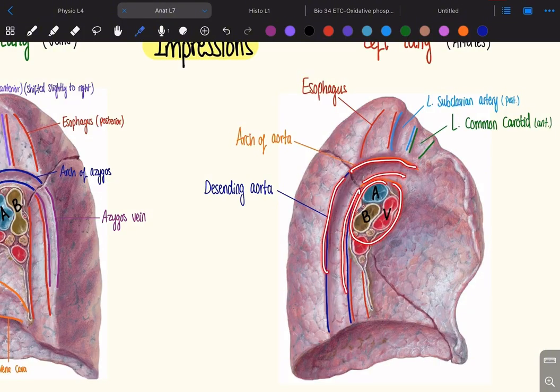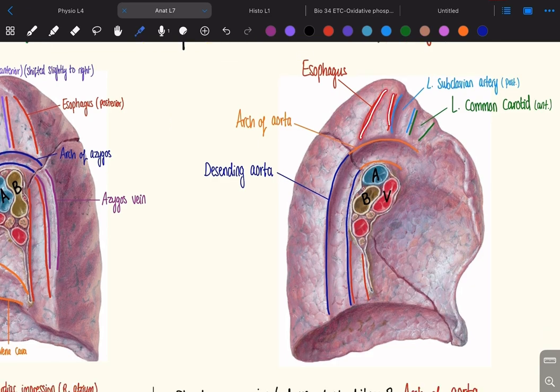Posterior to the left hilum we have the descending aorta. Above the arch of the aorta, okay, what do we have? We have the esophagus. So the esophagus is found both on the right and on the left. And with the esophagus we have the left subclavian artery and the left common carotid artery. The left subclavian artery is more posterior while the left common carotid is more anterior, and this is the anterior border. Here we can see the cardiac notch and the lingula and all that. Okay, so we're done with the structures of the left lung. Here we can see this is the esophagus, but it's a continuation of the esophagus.